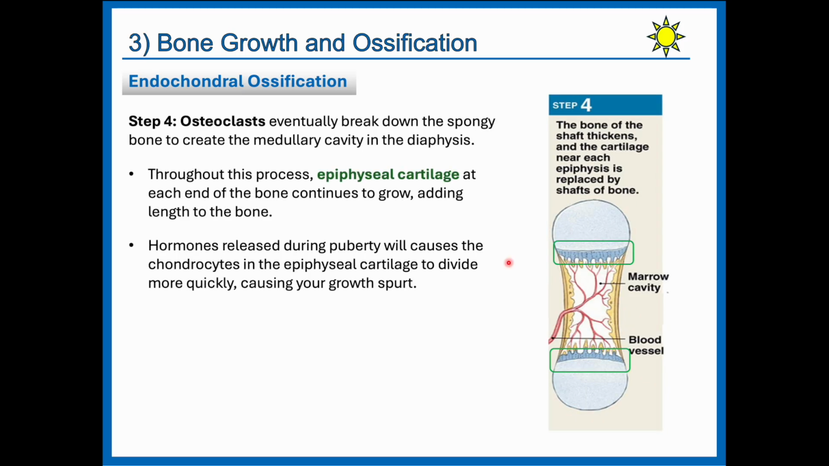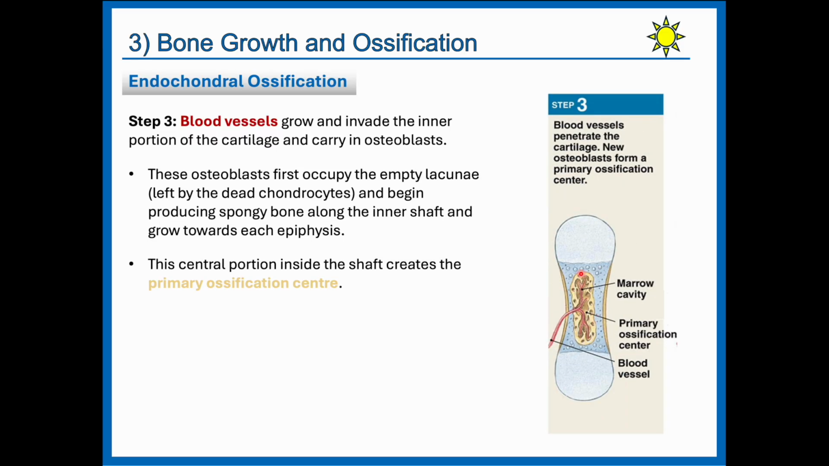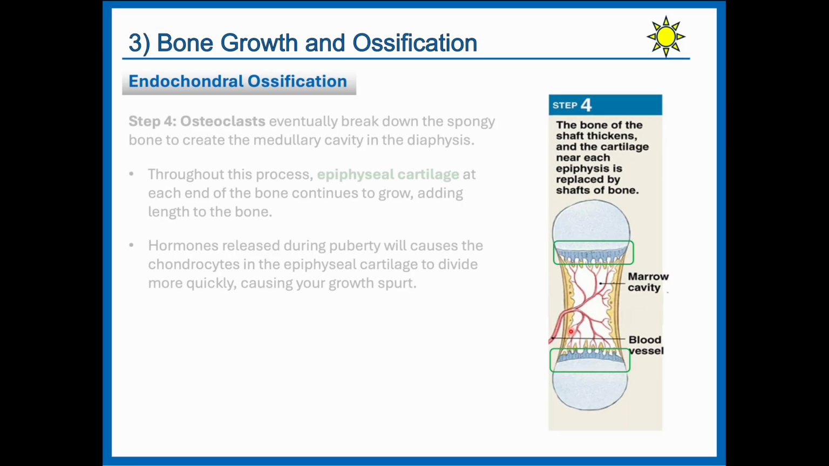Next, this is endochondral ossification. Next step is that the osteoclasts eventually break down the spongy bone and create the medullary cavity in the diaphysis. Remember I told you this inner part does not have spongy bone. It's empty and hollow and actually has fat stored here. To make this empty, right? I just filled up the cavity here with bone.